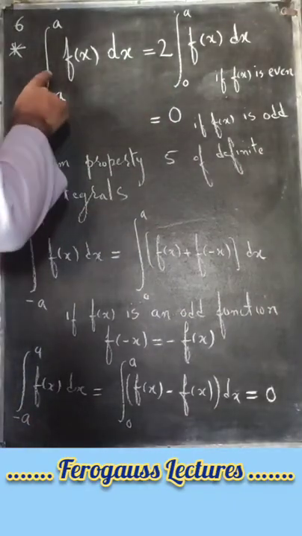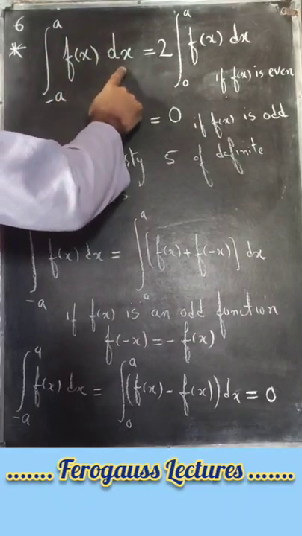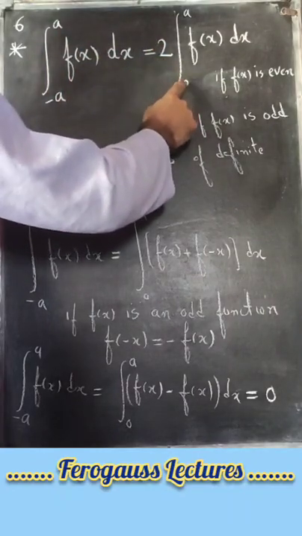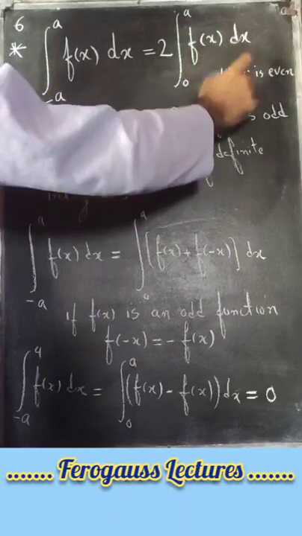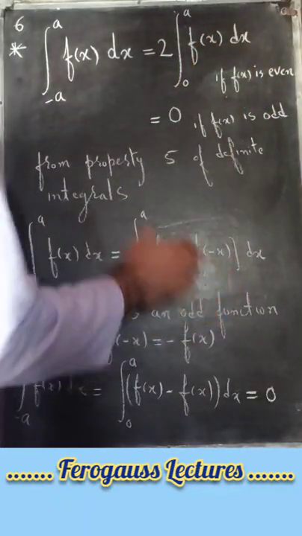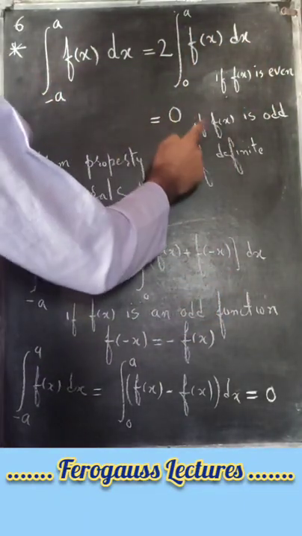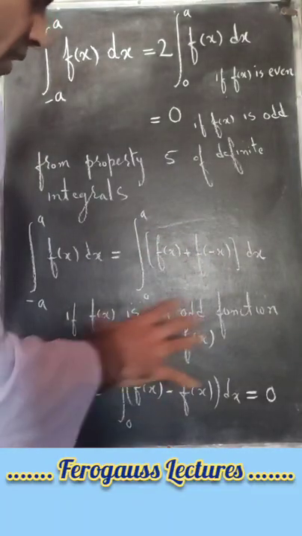Thus integral from minus a to a of f(x) dx is equal to 2 times integral 0 to a of f(x) dx if f(x) is an even function, and this is equal to 0 if f(x) is an odd function. That completes the result. Now let us discuss the seventh property of definite integrals.